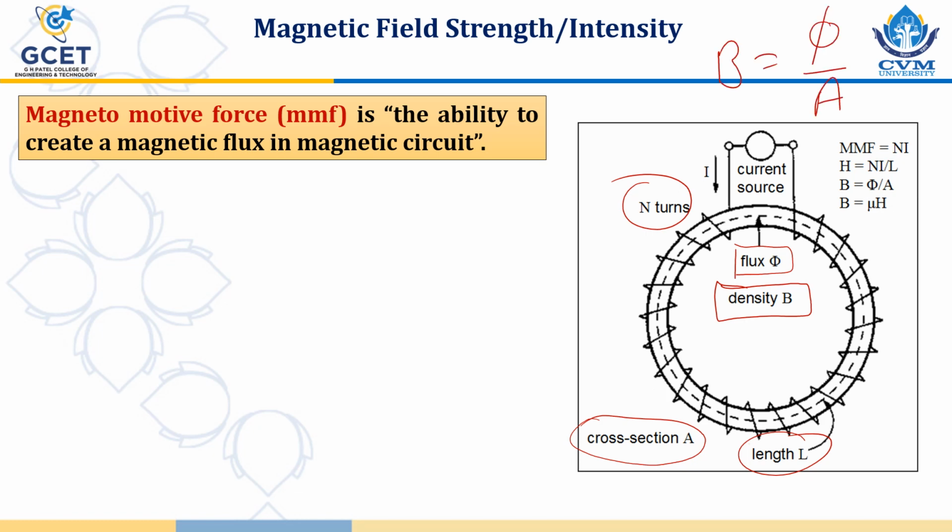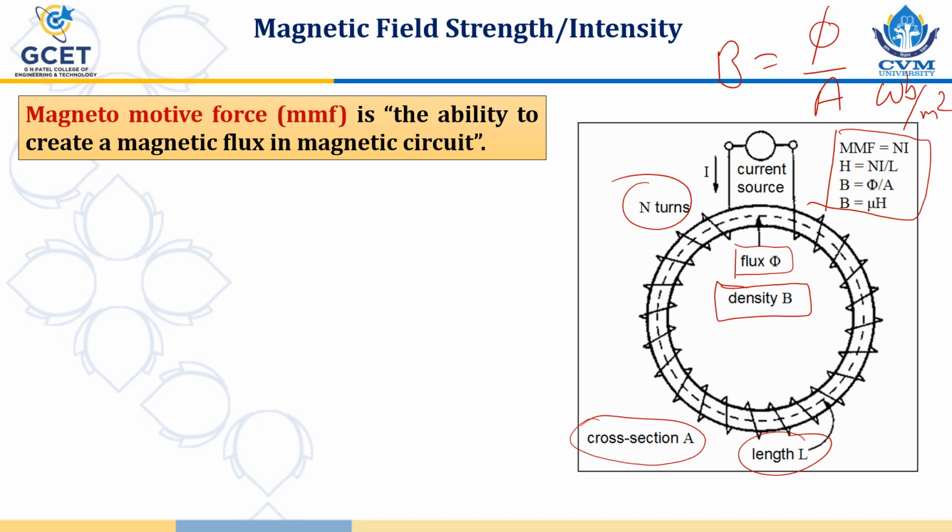And what is the unit? Unit of flux is Weber and unit of area is meter square. So the unit of flux density B is Weber per meter square. Now for this circuit, a few important terms are written here. One is MMF, magnetomotive force. It is given by N into I, the product of number of turns and current. Its unit is ampere turn, AT.